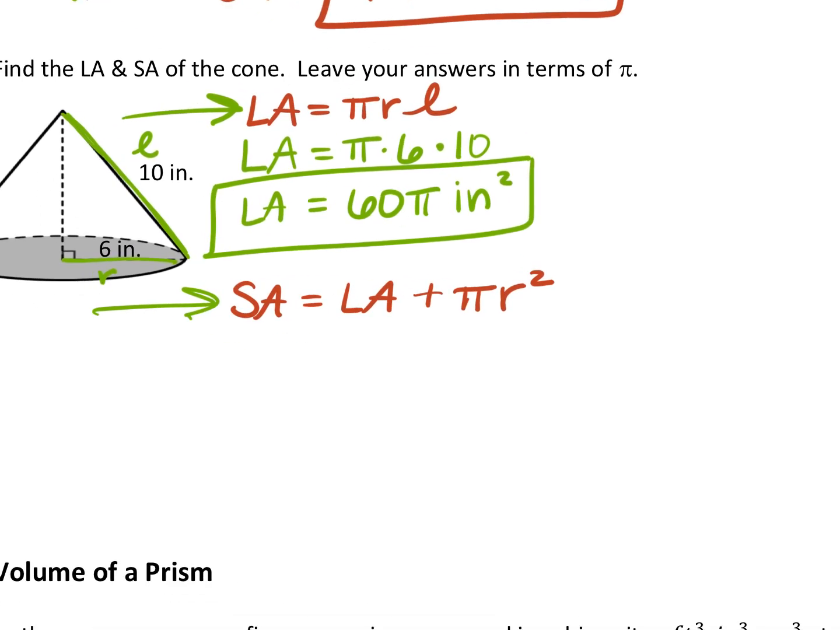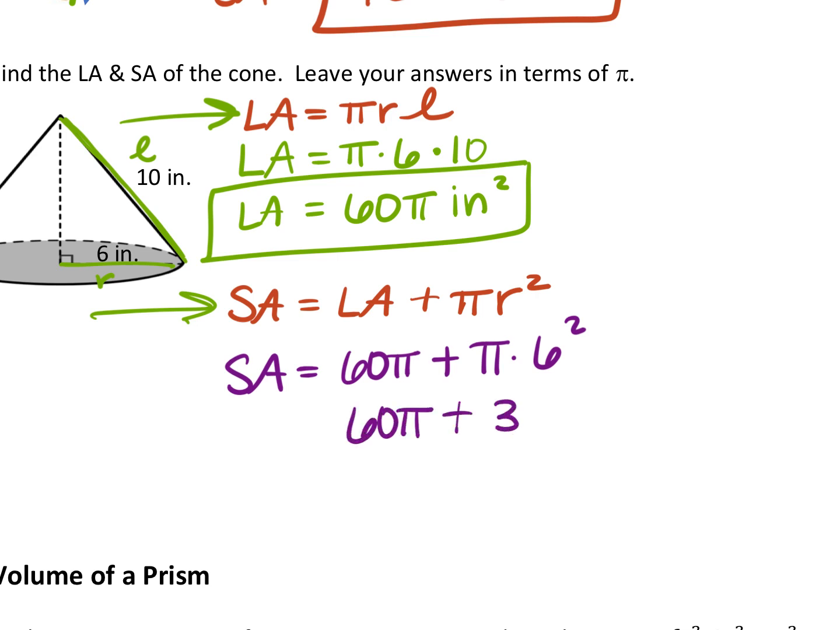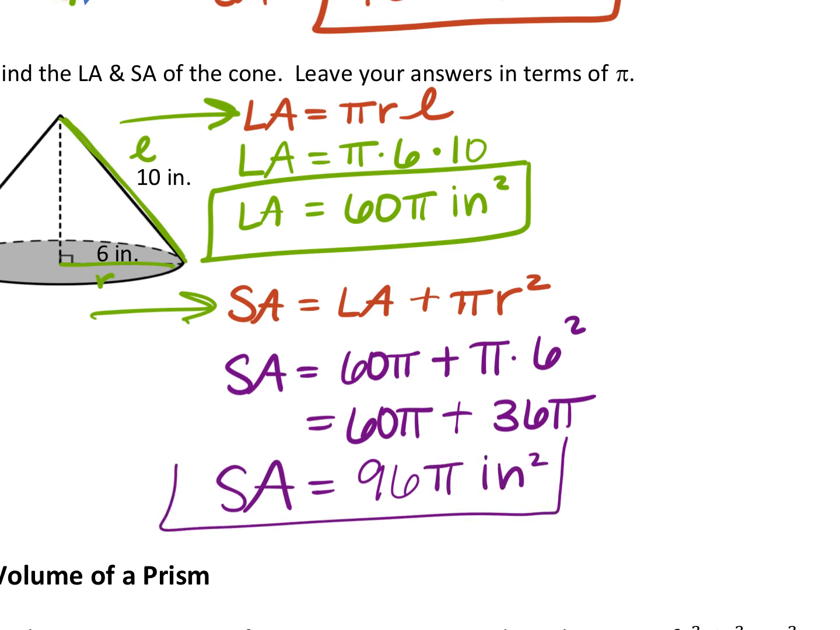What did you do for surface area? Oh, you put in 60 pi plus 36 pi. Pi times 6 squared, right? The radius squared. So it's 60 pi plus 36 pi. So what's your surface area? 96 pi inches squared. 96 pi square inches. That was not that bad. Right, Max?